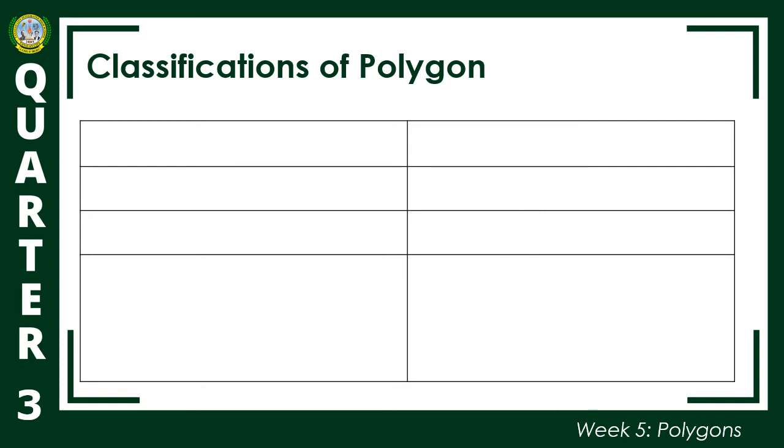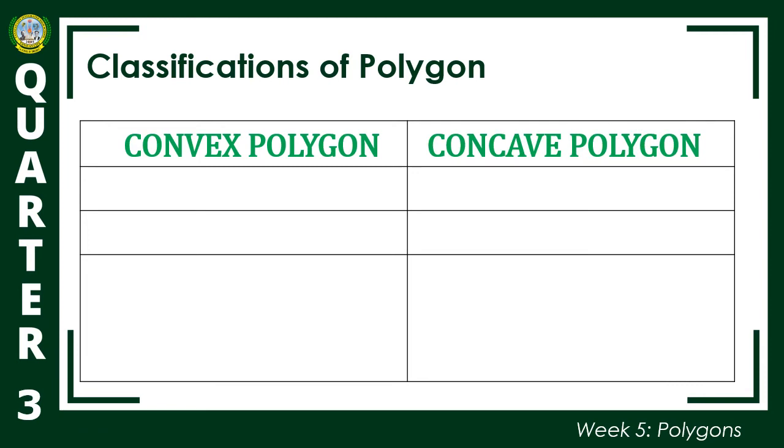Let us now move on to the classifications of a polygon based on its convexity. So, meron po tayong tinatawag na convex polygon at concave polygon. Ano yung pinagkaiba nila? In a convex polygon, all interior angles measure less than 180 degrees. Okay, so pwede siyang maging obtuse, pwede siyang acute, or right. Basta dapat po ay less than 180 degrees.